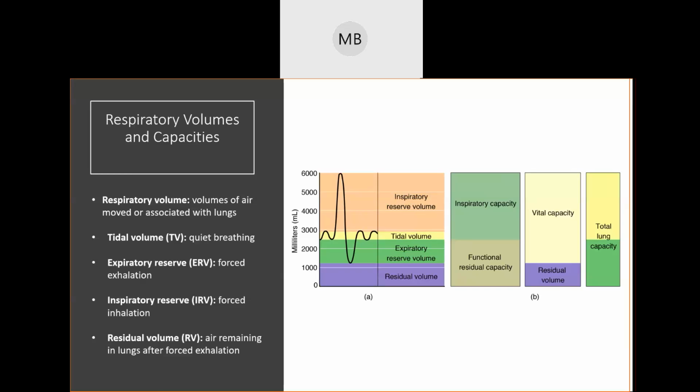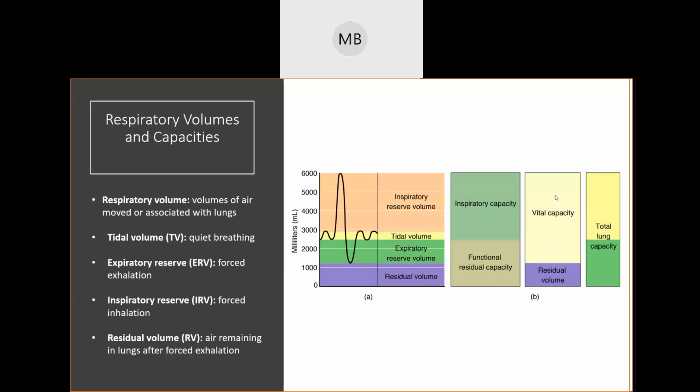So that means your functional residual capacity here is going to be your expiratory reserve volume and the residual volume combined. So that means your FRC is going to be your ERV plus your RV, or residual volume. Right? So we're just adding those two things up.